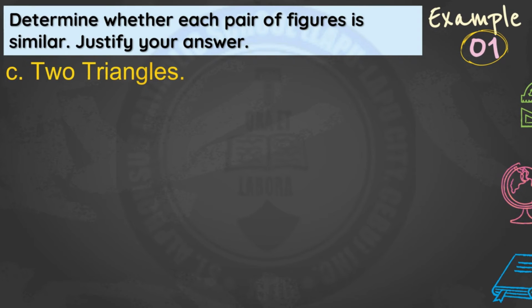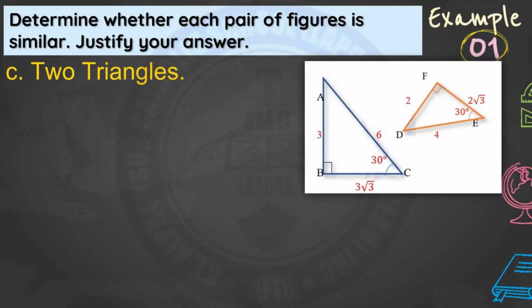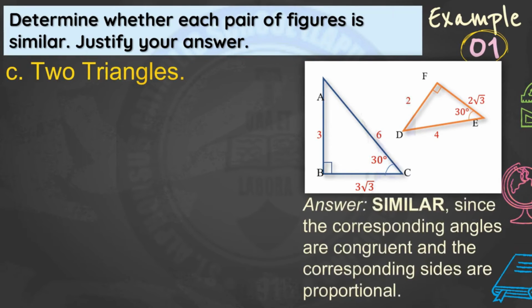Suppose we are given two triangles. We have triangle ABC and triangle DFE. In this case, the two triangles are similar since the corresponding angles are congruent, and at the same time, its corresponding sides are proportional.